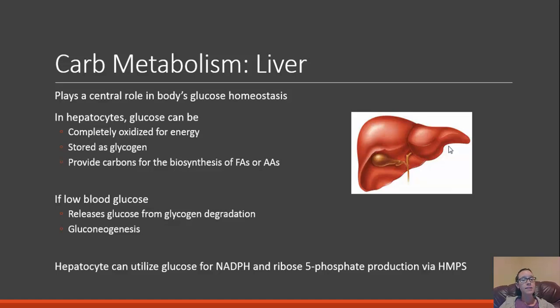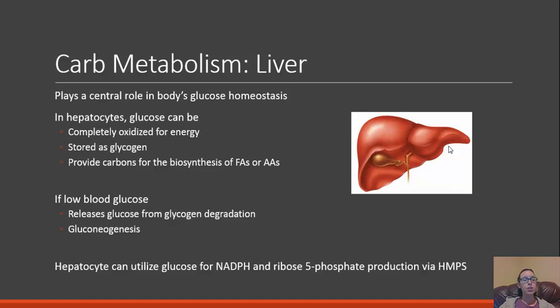Okay, so the liver plays a central role in the body's glucose homeostasis. So in hepatocytes, glucose can either be oxidized for energy via the TCA cycle and electron transport chain. When we have glucose in abundance, our liver can store the glucose as glycogen, and it can also provide carbons for the biosynthesis of other macronutrients, including fatty acids and amino acids.